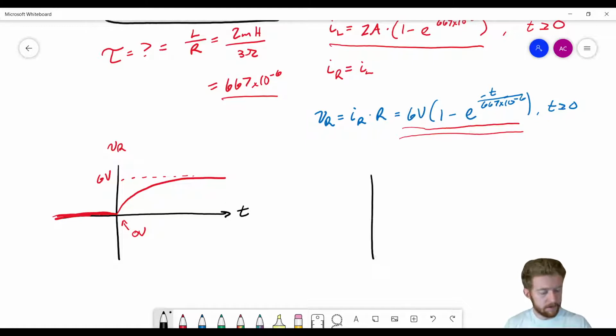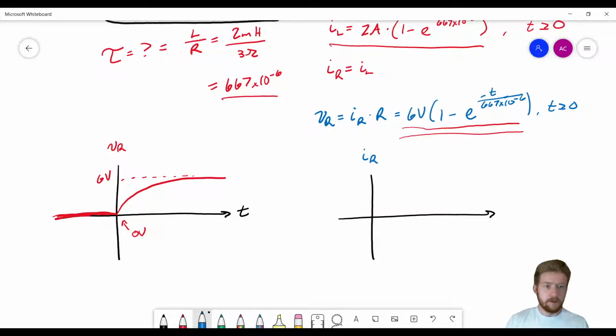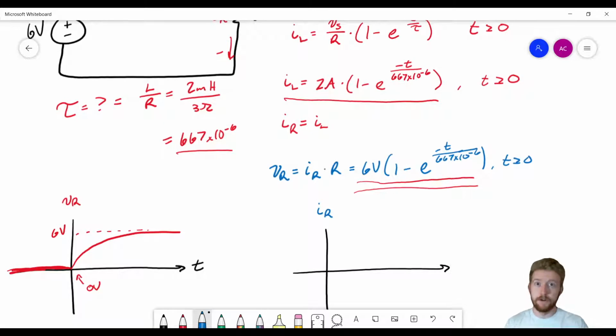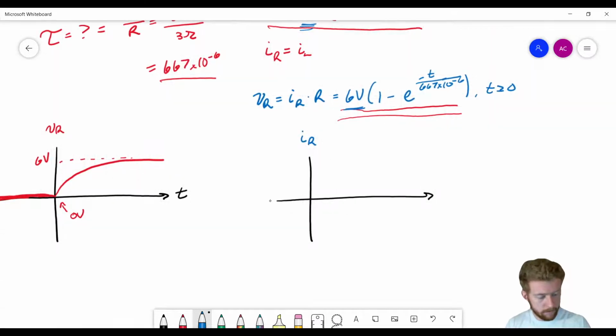Now what about the current? Well, the current, remember, IR, follows a similar pattern, okay? The only thing that changes is that instead of having 6 volts for this value, we have 2 amps here. Okay, so we're going to be following a similar path where we start off at 0 and then we have that slow ramp up.